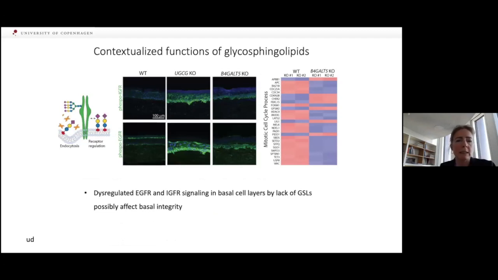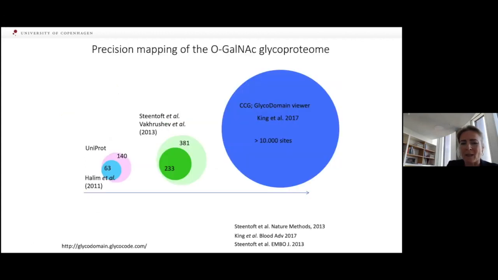So going to the tyrosine kinases, which have been shown to be regulated by glycosphingolipids, we also in our study saw that phospho-IGFR and phospho-EGFR are highly upregulated in glycosphingolipid knockout cells. And possibly those are the ones that affect the basal cell integrity.